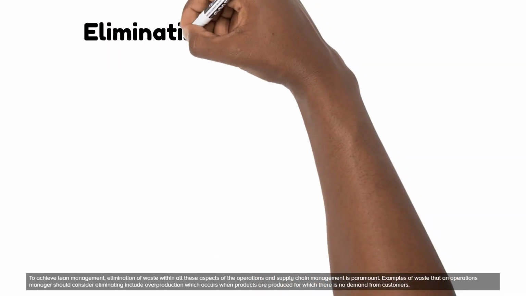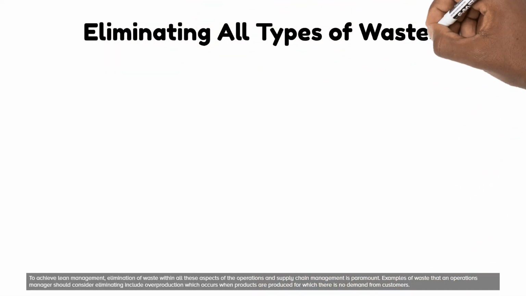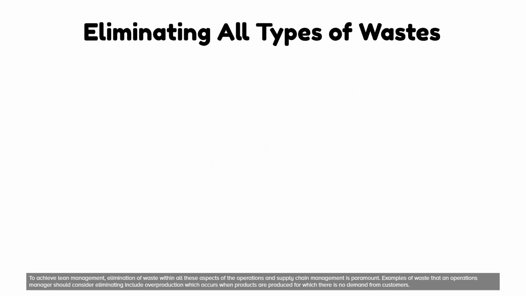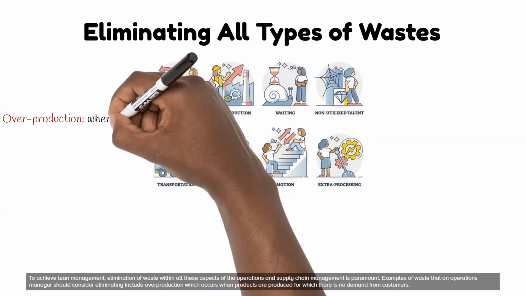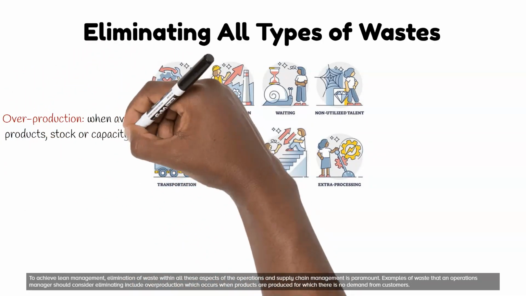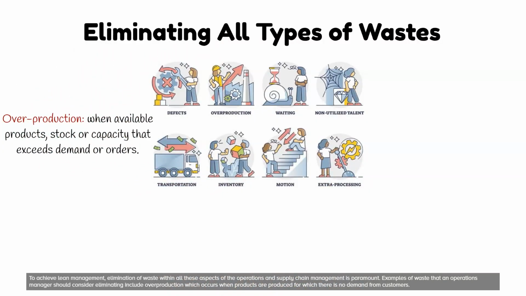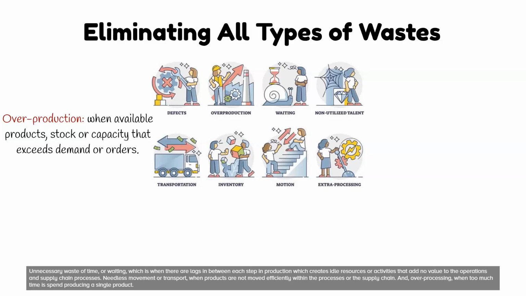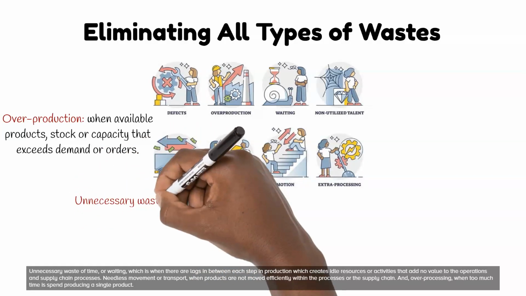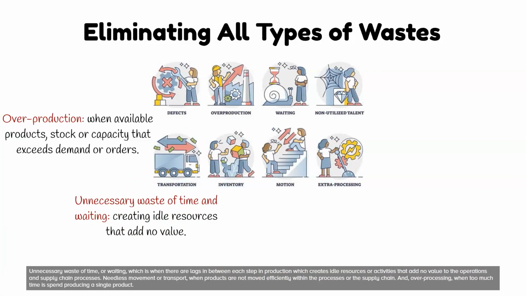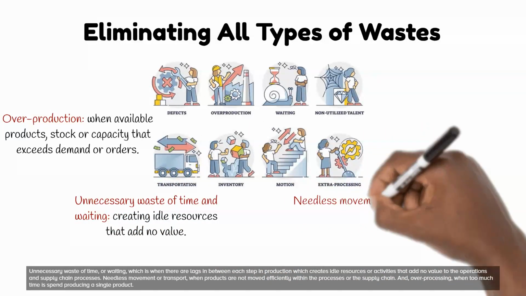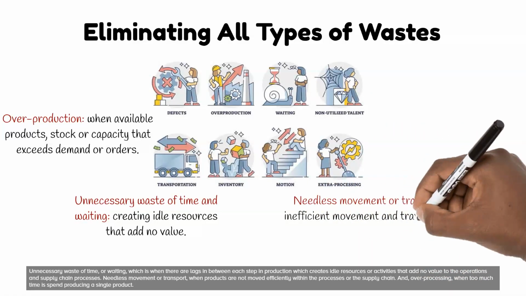To achieve lean management, elimination of waste within all these aspects of the operations and supply chain management is paramount. Examples of waste that an operations manager should consider eliminating include overproduction, which occurs when products are produced for which there is no demand from customers. Unnecessary waste of time or waiting, which is when there are lags in between each step in production, which creates idle resources or activities that add no value to the operations and supply chain processes.